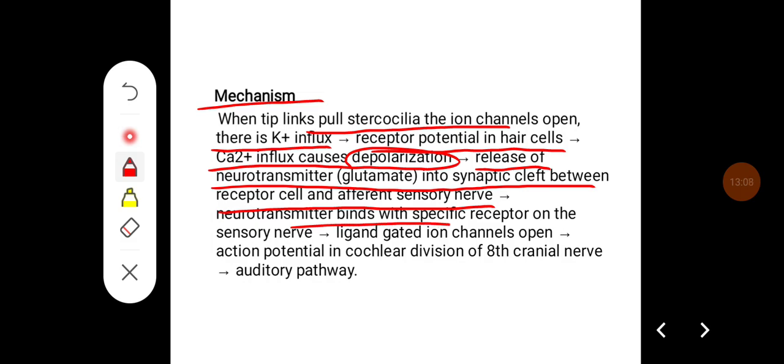And the neurotransmitter eventually binds with a specific receptor on the sensory nerve fibers, and ligand gated ion channels open, which causes action potential in the cochlear division of the 8th cranial nerve. And then the transmission is going to reach the brain through the auditory pathway.